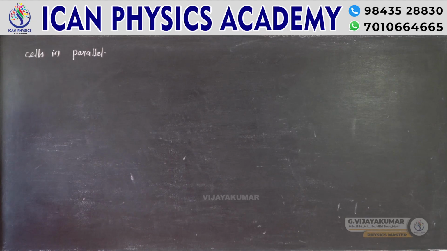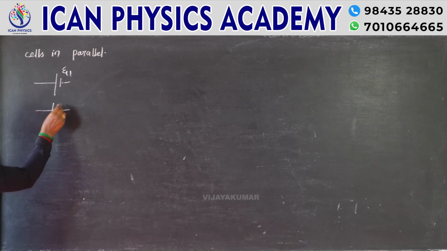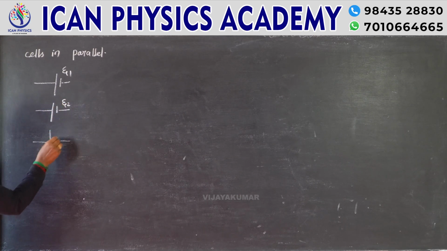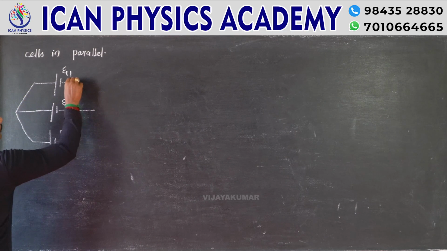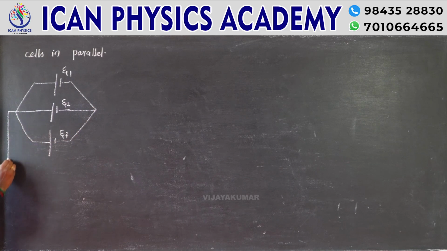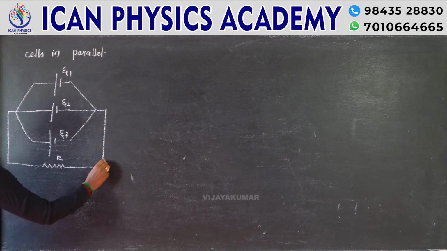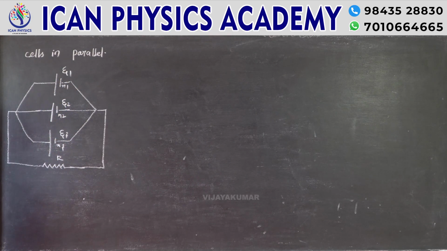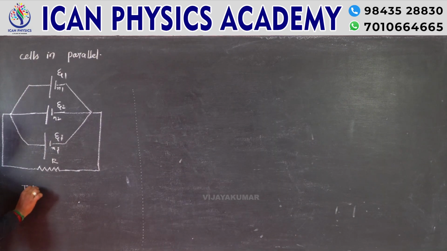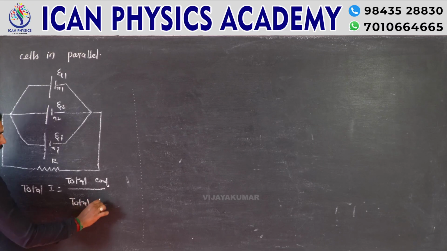So the next one is cells in parallel. A cell of EMF 1, a cell of EMF 2, and a cell of EMF 3 are connected in parallel to an external resistance of capital R. Their internal resistances are r1, r2 and r3. So the total current equals total EMF divided by total resistance.